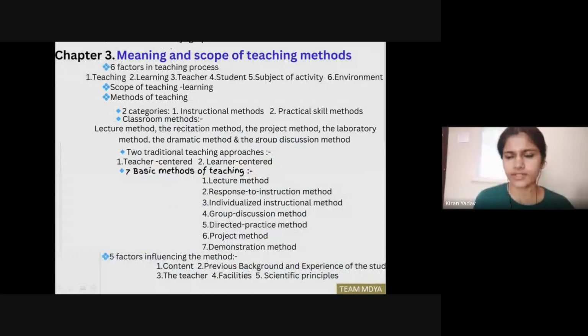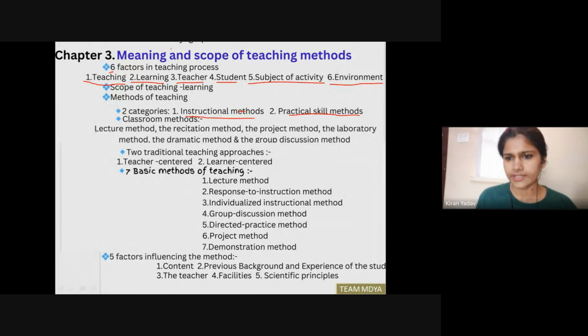This is our third chapter, meaning and scope of teaching methods. 6 factors in teaching learning process, very important. First one is teaching. Remember the names of these six factors: teaching, learning, teacher, student, fifth subject of activity, sixth environment. Scope of teaching, learning, method of teaching. In method of teaching, there are two categories given: instructional methods and practical skill method.